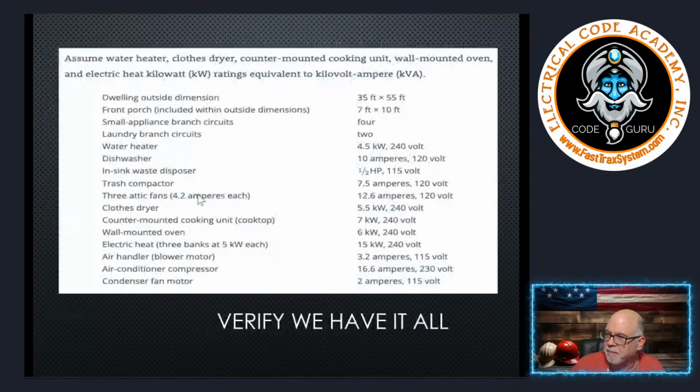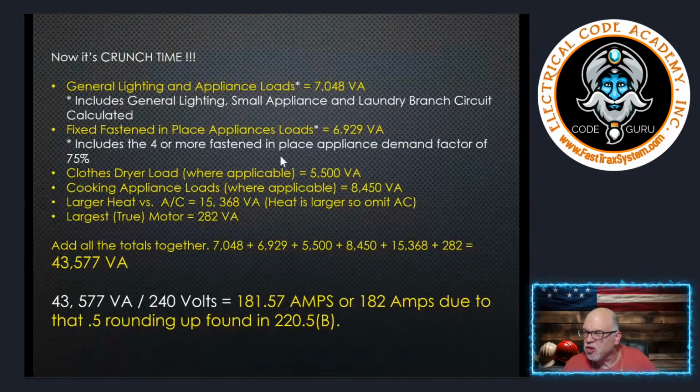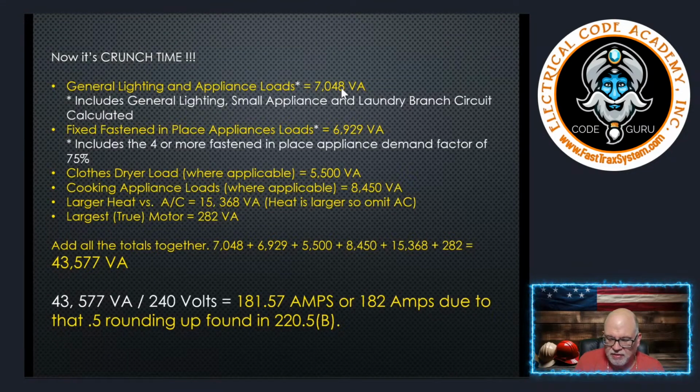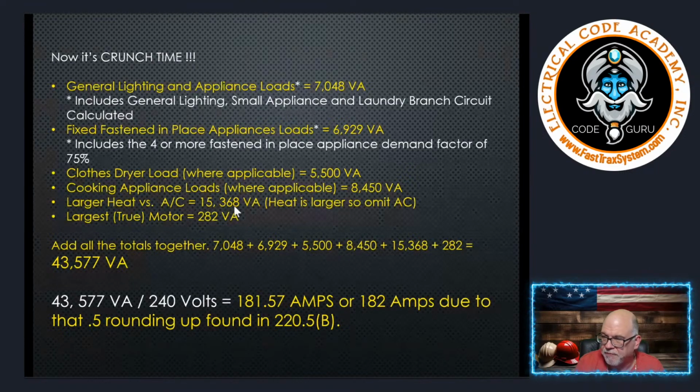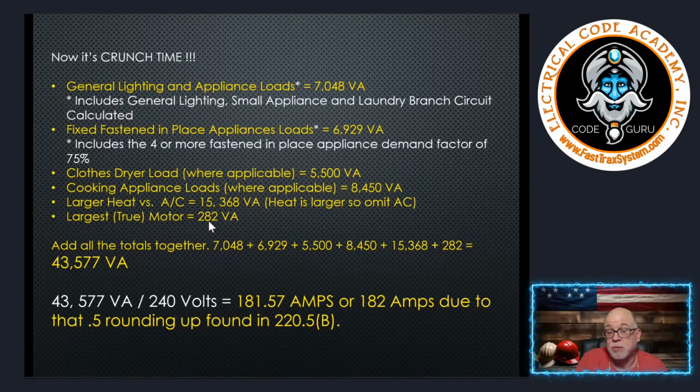All right, so what's the last step? We have to add all this up. Easy peasy. So there's our loads. We've got 7,048, and that includes all the general lighting, general use receptacles, small appliance and laundry, and we applied a demand factor to that. We have the fastened in place appliances. We applied a demand factor to that. So let's add that, 6,929. We had the clothes dryer, which we had at the nameplate, which was greater than 5,000. So we added that, 5,500. We had the cooking, if you remember, it was 8,450. We had the AC versus heat, and obviously the heat won. So we have 15,368. And then we have that largest motor at 282. So that should give me 43,577, exactly what I have here, exactly what you should have as well.